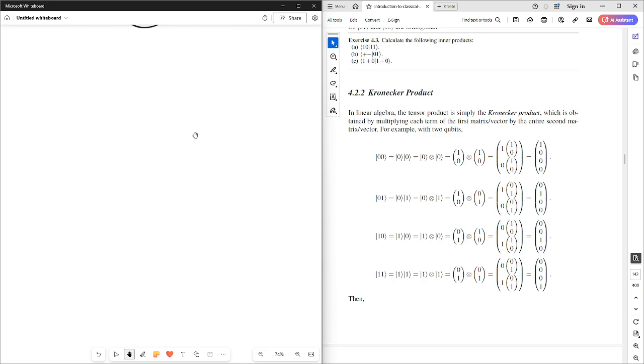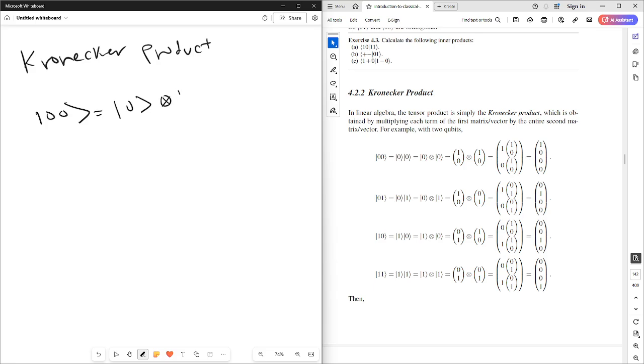Kronecker product. This was something new to me in this class, and it is super important for things as we go forward. The Kronecker product is how we actually assess tensor products. So ket 0 0 is equivalent to the tensor product of state 0 and state 0. We know that state 0 in column vector form is 1, 0.